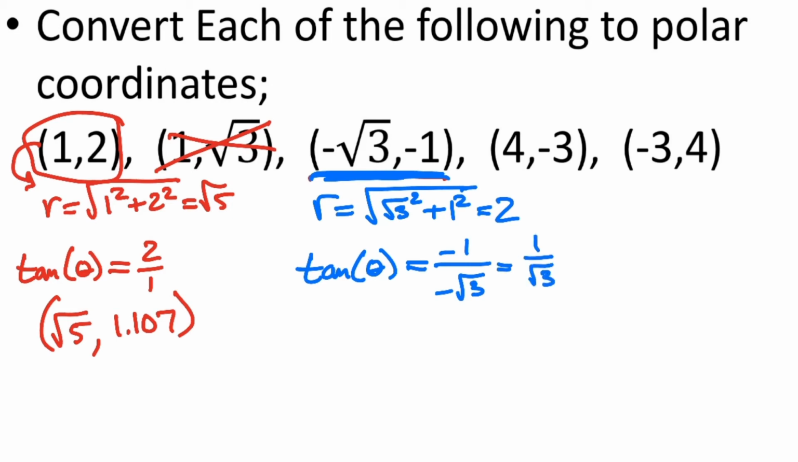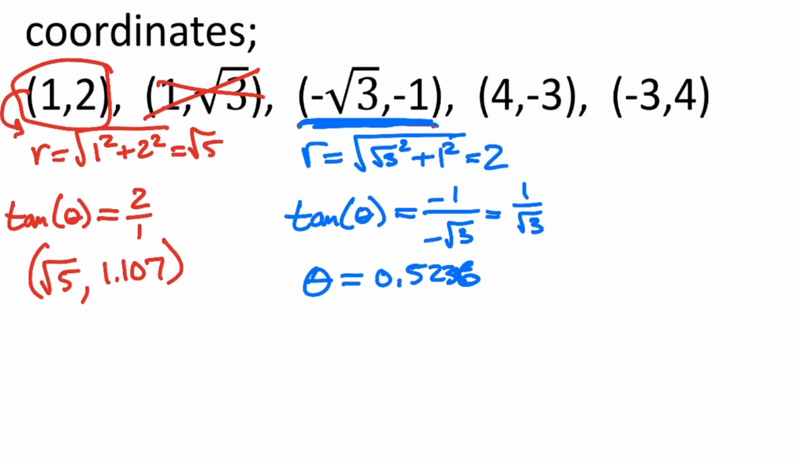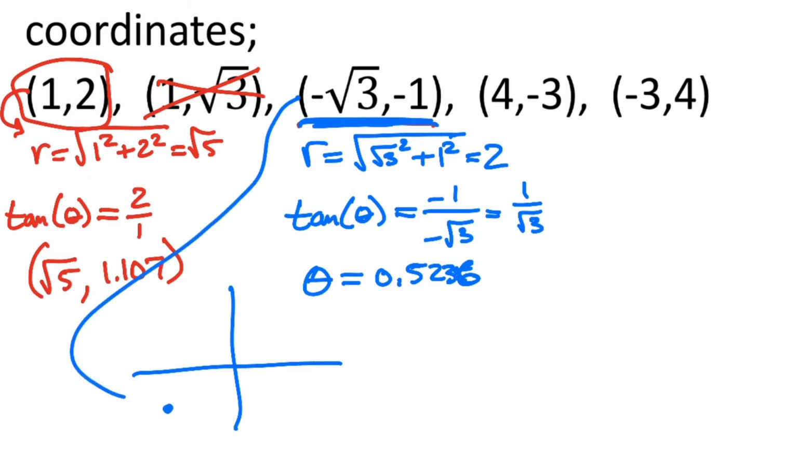So let's go ahead and punch that into the calculator. Inverse tangent, so theta is the inverse tangent of 1 over radical 3. And I got 0.5236. Now here's the problem. That point is the point negative radical 3, negative 1, which is right here. So negative radical 3 in the x-coordinate and negative 1 for the y-coordinate. But this angle is this angle right here.